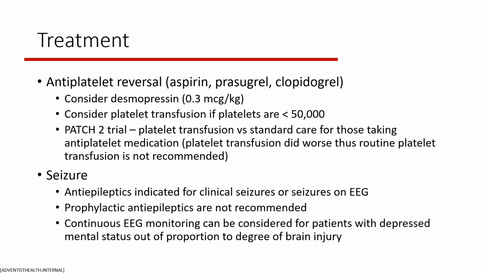And then seizures: the current recommendation is that prophylactic antiepileptics are not recommended. So if someone does have a seizure in the setting of intracranial hemorrhage, you should give antiepileptics, but prophylactic antiepileptics are not recommended. And then continuous EEG if you're concerned that their level of consciousness is depressed more than what you would expect, to see if they're having any ongoing seizures.